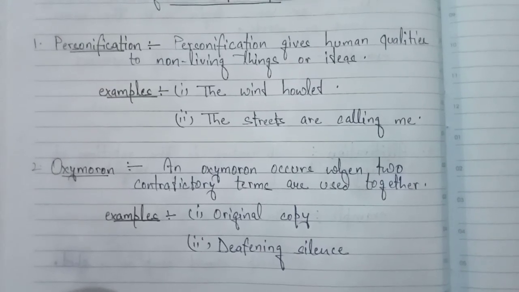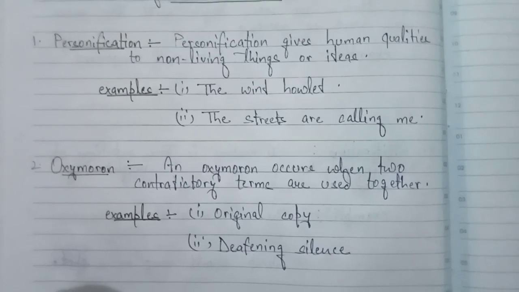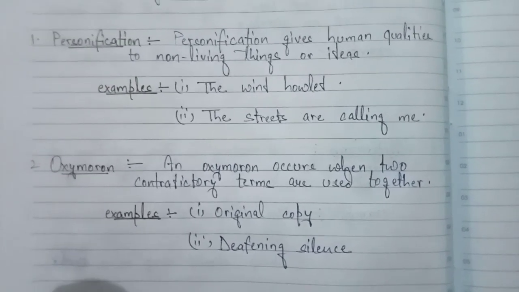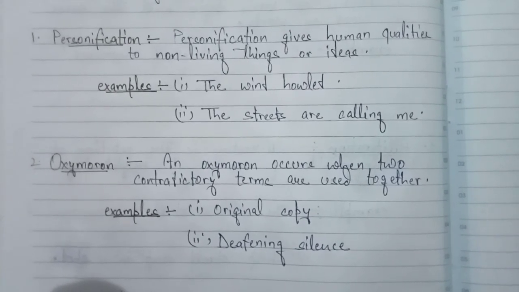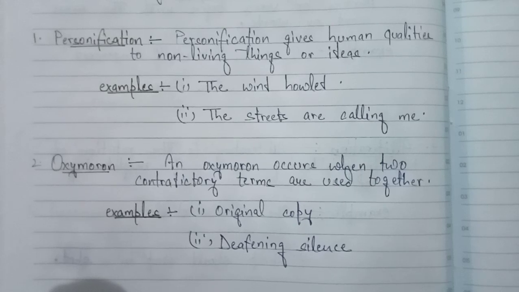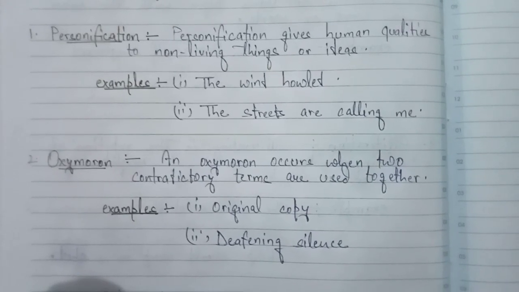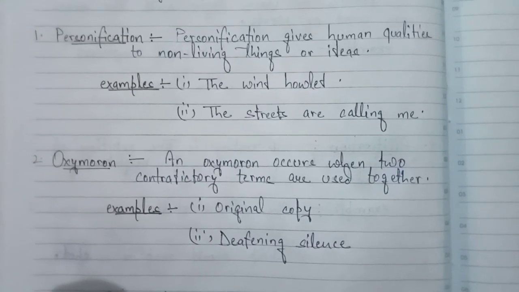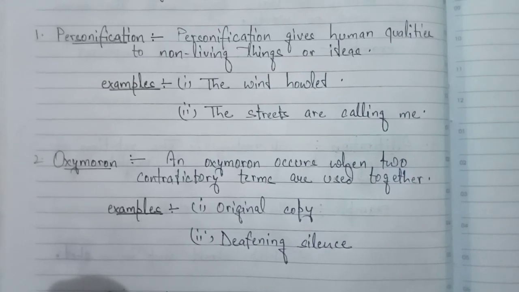The second example is deafening silence. Now again, deafening is an effect. Deafening is an effect which is created by a very loud sound or voice. Okay, and the next word is silence, which means that there is no sound at all. Okay, so the use of these two words, deafening and silence, together is an example of oxymoron.